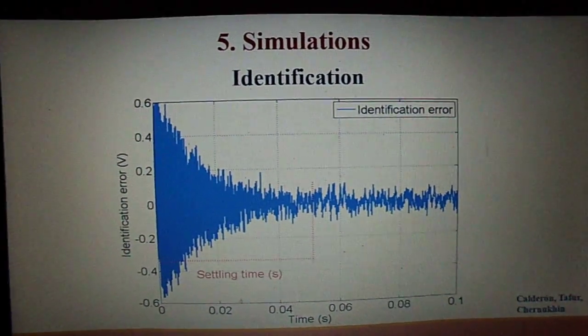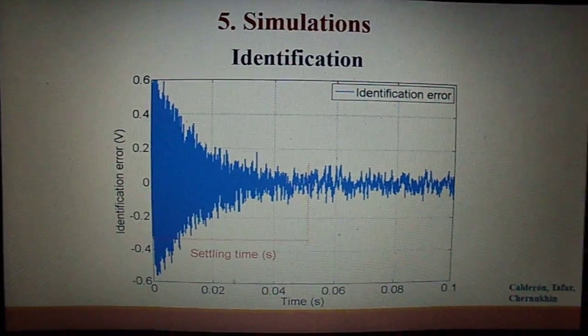Following video: simulations analysis by adaptive control.